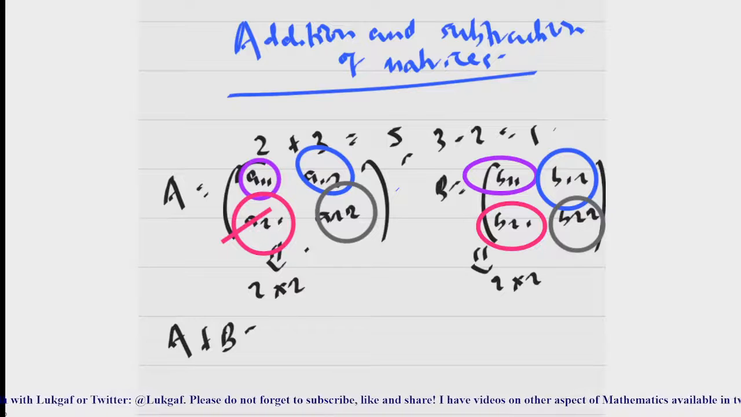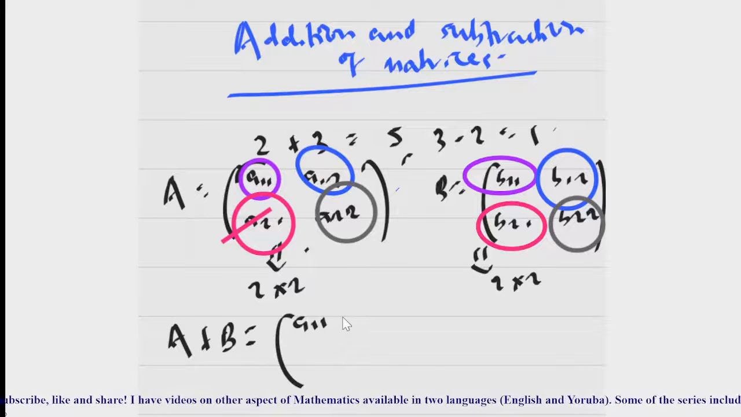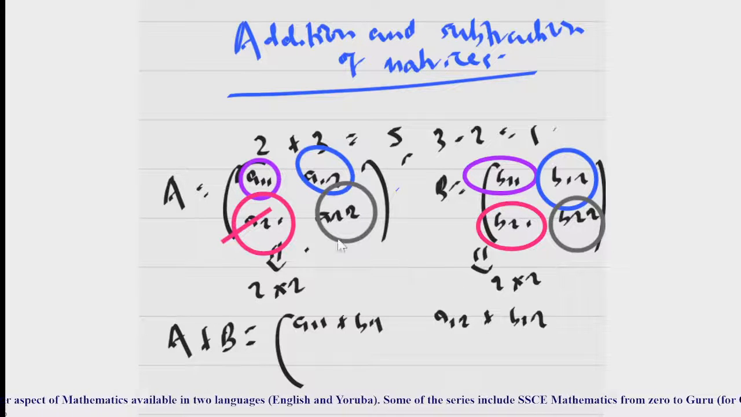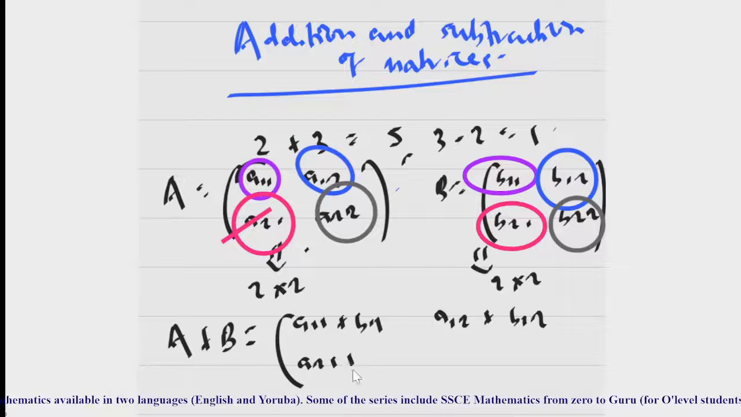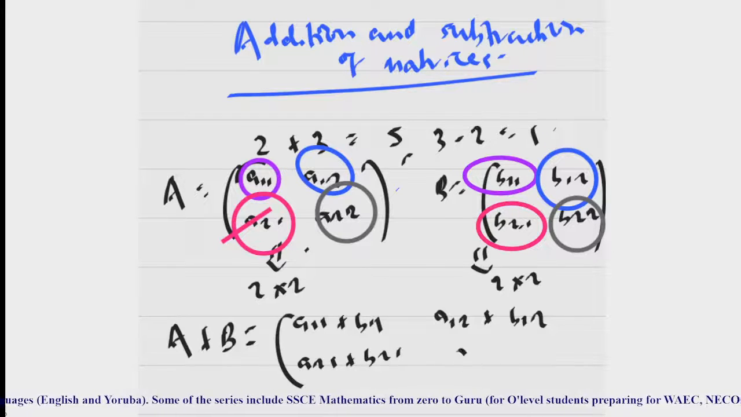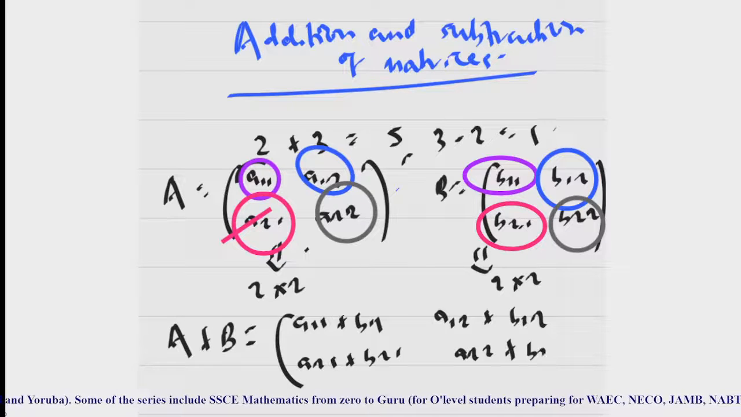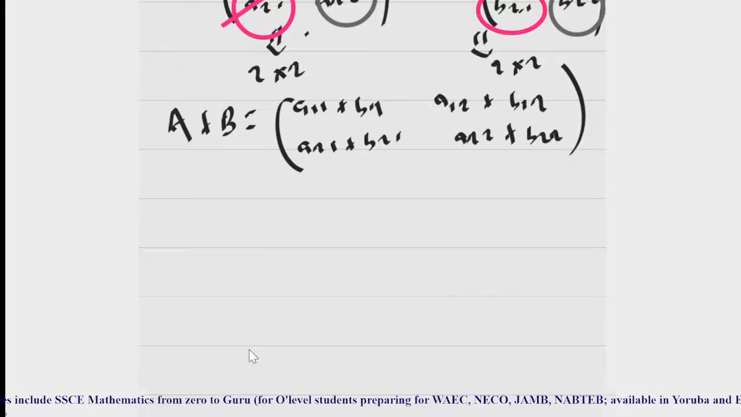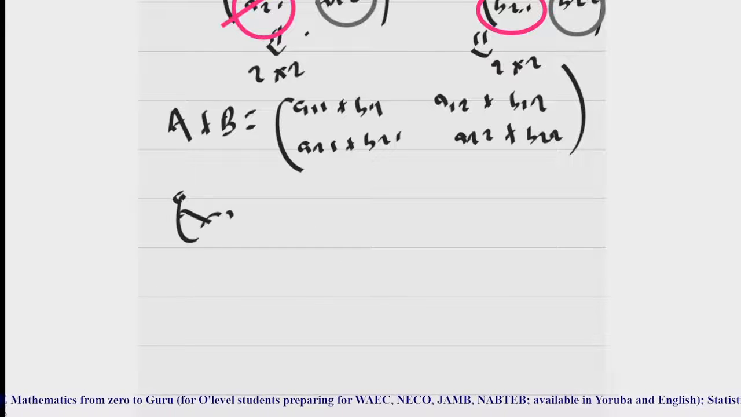So in essence, the addition of these matrices will give me A11 plus B11, A12 plus B12, A21 plus B21. You have to be careful. A22 plus B22. I hope you understand now. So if that is clear, let me give you an example to back it up.